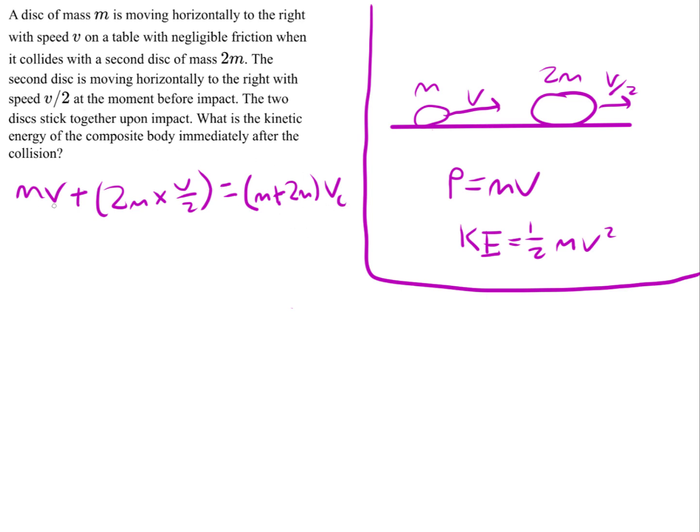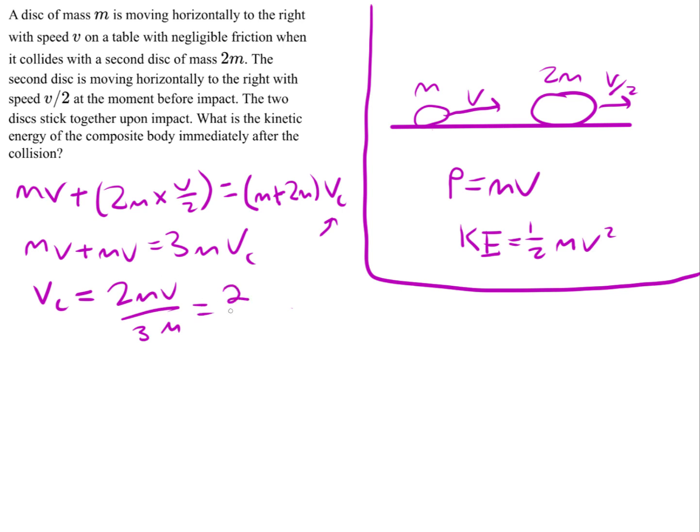So we already know all of the masses. We just need to solve for the velocity of the composite body first. And then we can use a bit of algebra to simplify this. The 2's cancel, and then you can add the masses together. Then you can simplify so that the velocity of the composite body is equal to 2mv over 3m. The m's cancel, so the velocity of the composite body is 2/3 of the velocity of the first disk.